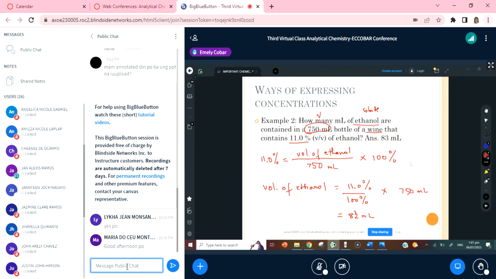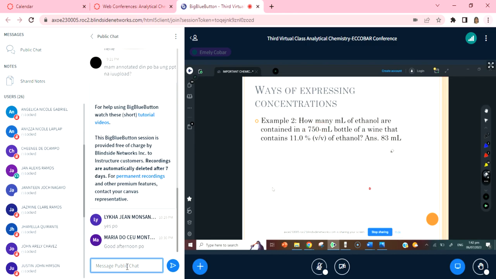Example number 2 for this one. How many ml of ethanol are contained in 750 ml bottle of wine that contains 11.0%? So, tanggalin nga muna natin. Tatanggalin ko muna yung mga ano, ha? Okay. Para mas maklaro.